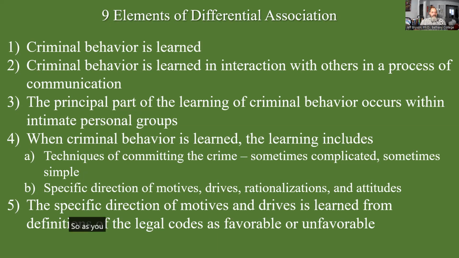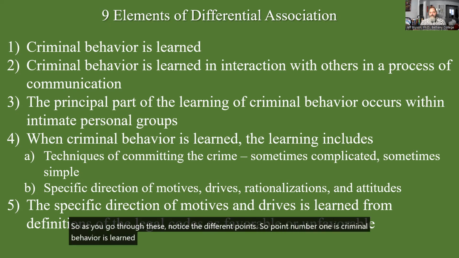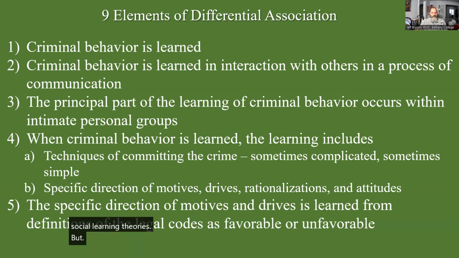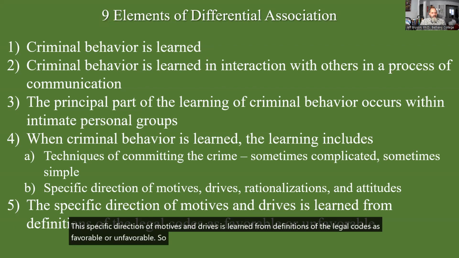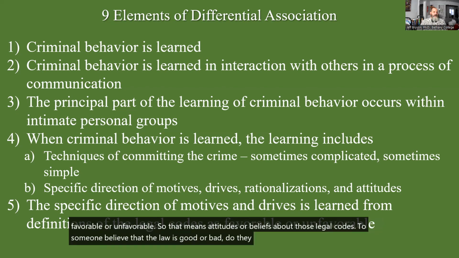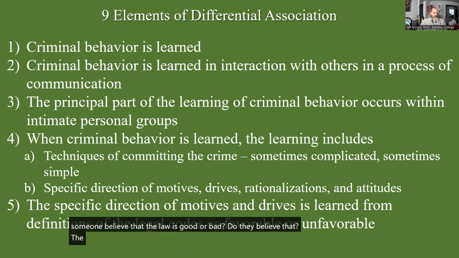So as you go through these, notice the different points. So point number 1 is criminal behavior is learned. Okay, now that doesn't separate differential association theory from other social learning theories. But the specific direction of motives and drives is learned from definitions of the legal codes as favorable or unfavorable. So that means attitudes or beliefs about those legal codes. Does someone believe that the law is good or bad? Do they believe that the law governing, let's say, theft is wrong?